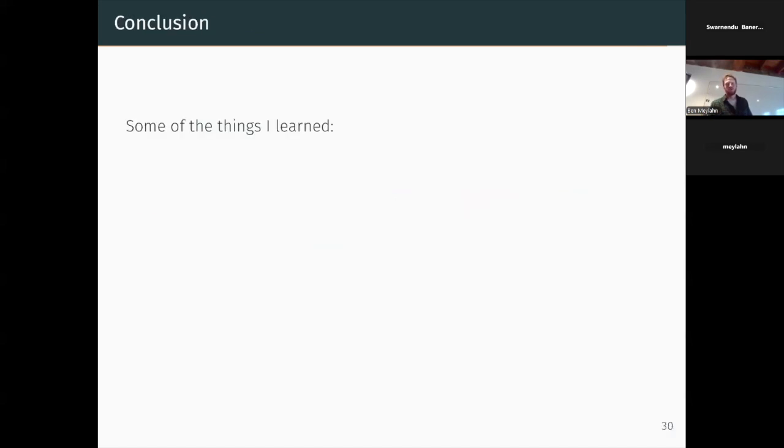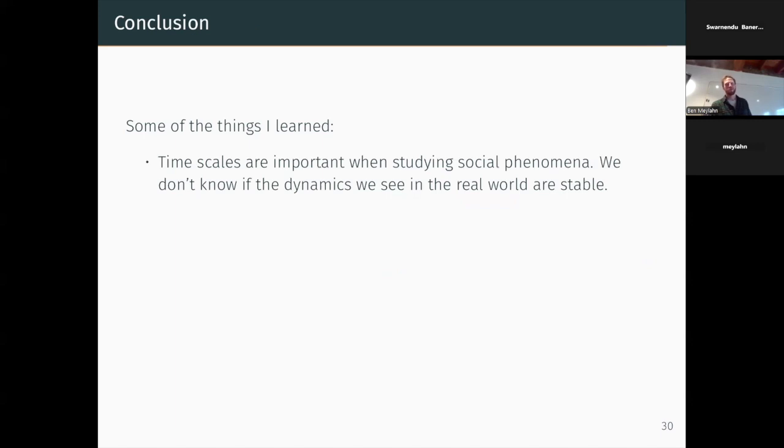So what did we learn, or what did I learn during this process? Timescales are important. So we study social phenomena, and a lot of people, I think, from certain aspects are quite interested in certain results being also true asymptotically. And the question is, do we need that to be the case? Because we don't even know if the dynamics we see in the real world are stable, right? So we could be focusing less on that and saying, well, let's think about what happens at intermediate timescales and also discuss the dynamics there, and not be focused on, well, if my model ends up in consensus eventually, then it's boring.